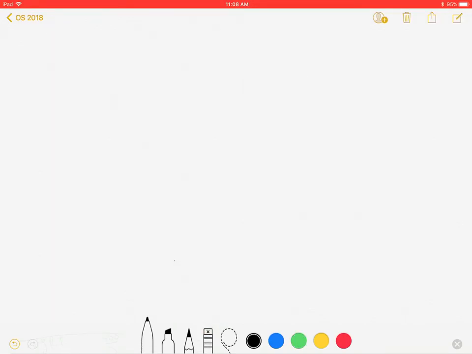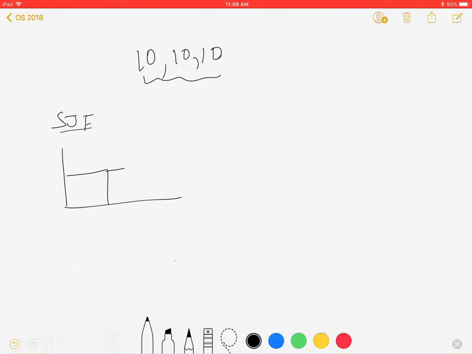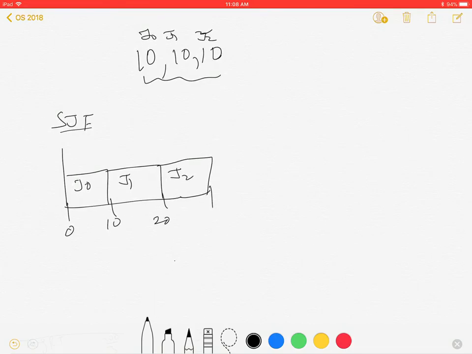Okay, so again, the question is, for what type of workload and quantum length does SJF deliver the same response time as round robin? The simplest way to solve this is to look at trivial examples. Let's say we have 3 processes of length 10. If we were to schedule them using SJF, the CPU trace will look something like the following: J0, J1, J2, where J0, J1, J2 all are of length 10.